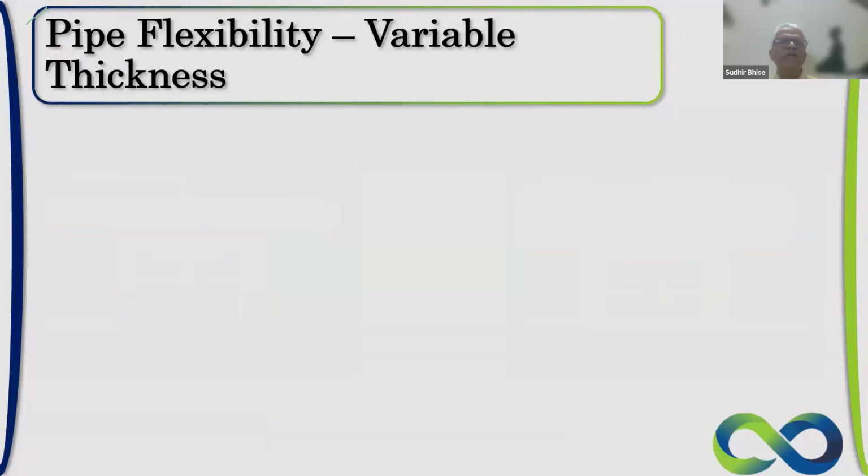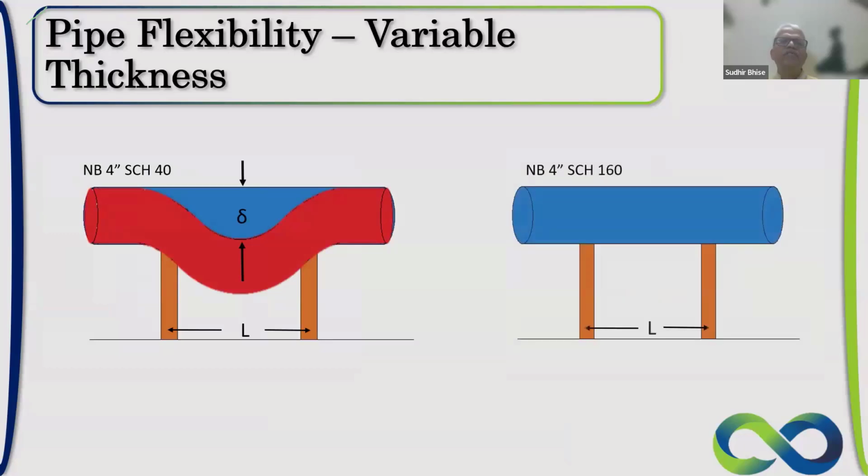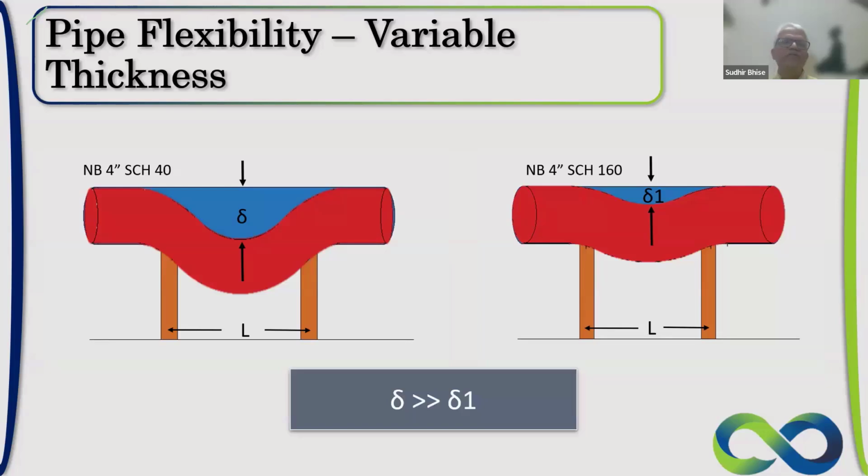So here we'll talk of the second variable, which is the thickness. Now we take the first case, which is NB 4-inch pipe schedule 40, and we place it at the same distance L between the two supports, and now the pipe will sag by an amount equal to say delta. And now the second case, if you take 4-inch schedule 160, that will also sag by an amount delta 1. And again, here we'll have some relation between delta and delta 1, which I think all of you will be able to guess. Delta 1 is going to be less than delta.